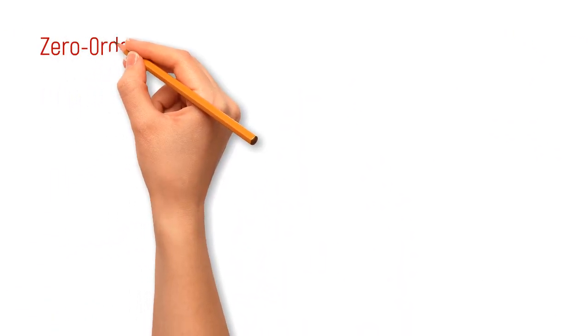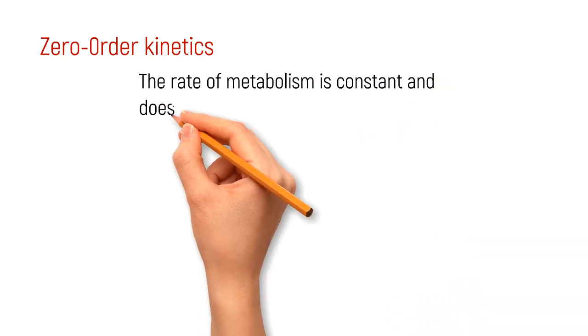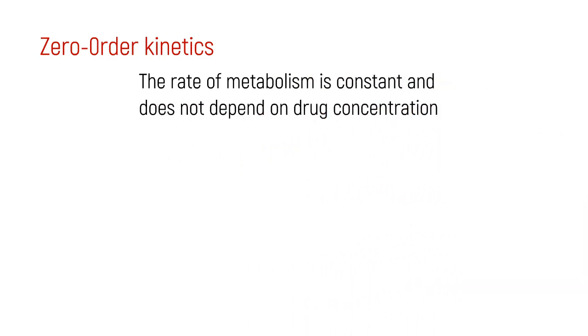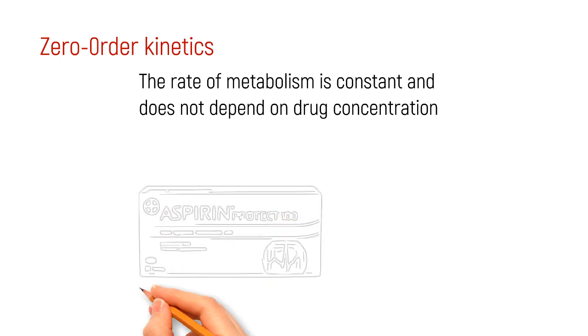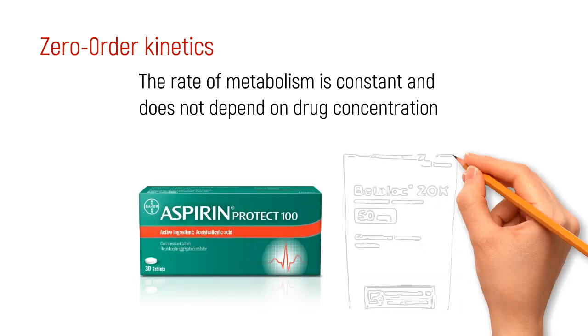While some less common drugs exhibit zero-order kinetics, where the rate of metabolism is constant and does not depend on the drug's concentration. A constant amount of the drug is metabolized per unit of time. For example, drugs like aspirin and metoprolol are metabolized by zero-order kinetics.